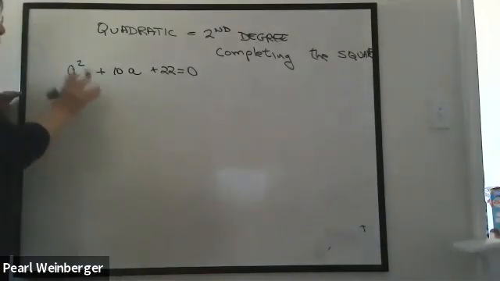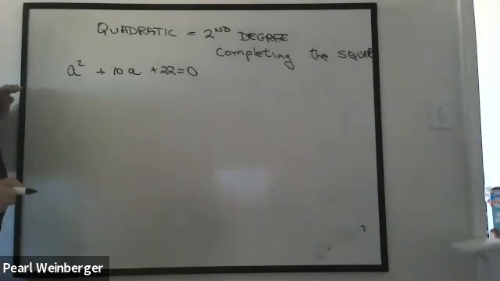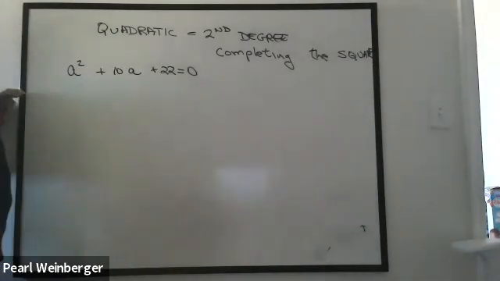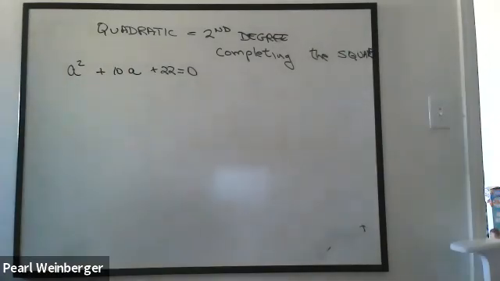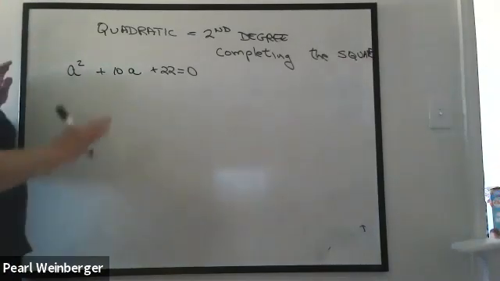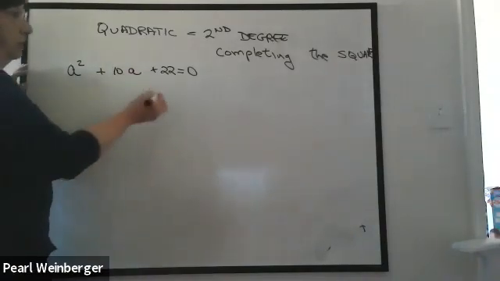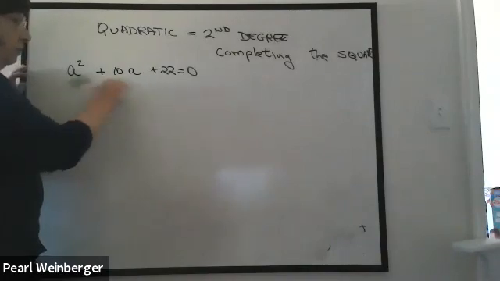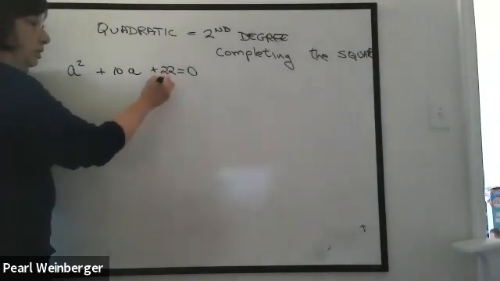And it's set up well for completing the square because the leading coefficient is 1. There's just a plain a squared. And the plain a term, not the a squared, but the a term, has an even coefficient. It has a number in front of it that's even. So if I recall the method, the first thing to do is just isolate the variables, get any plain number to the other side.